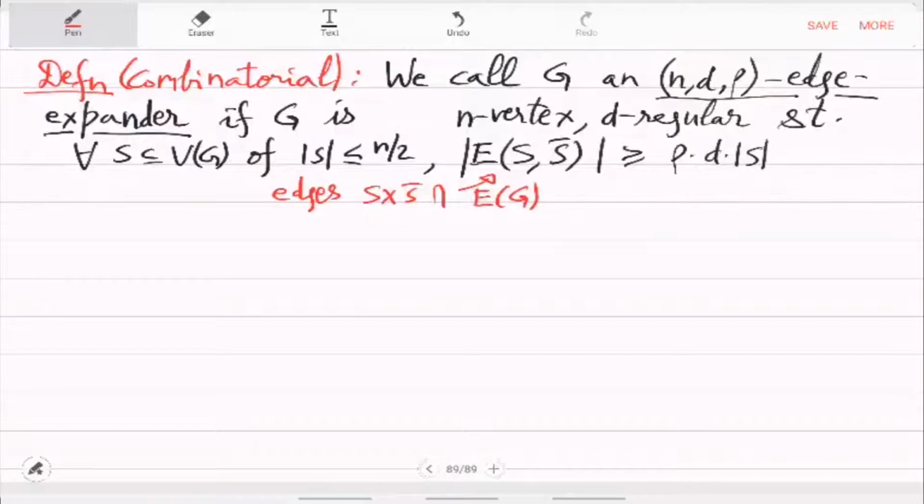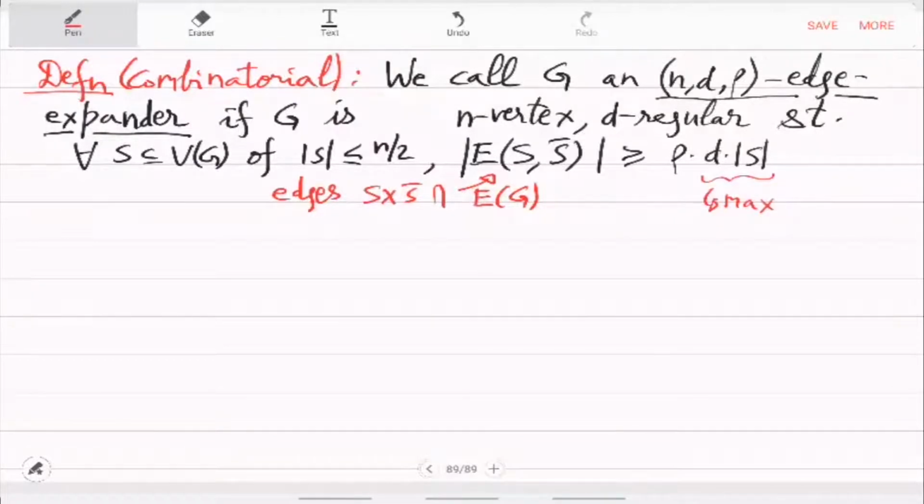So this E(S, S bar) is basically these edges going from S to S bar. These are all undirected edges. And d times S, you can think of this as the max that could happen, because there are S vertices and the degree is d, so there cannot be more than dS edges going out. And rho is the fraction, the parameter given to you for edge expansion.